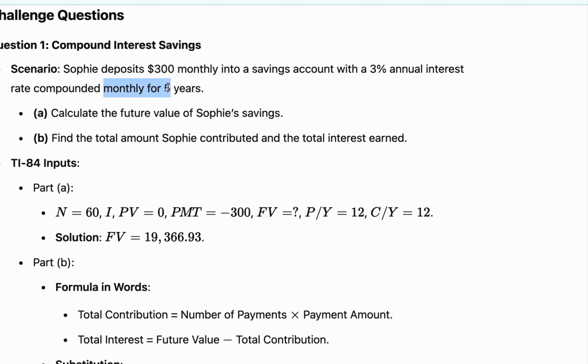It's compounded monthly for 5 years. So monthly will, of course, affect the PY. When the monthly has been affected by 12, so it's now 12 rather than 1, the N is also written in terms of months. So even though it's 5 years, this is the same as 60 months. So you can write in your calculator 5 times 12. You don't even need to work it out. And because it's compounded monthly, this is why you put CY is 12. And all you do is alpha solve.